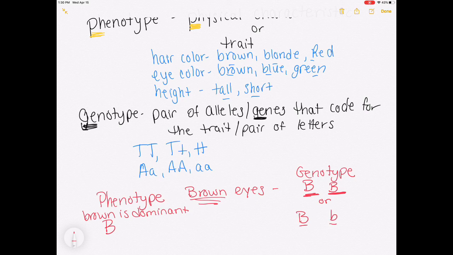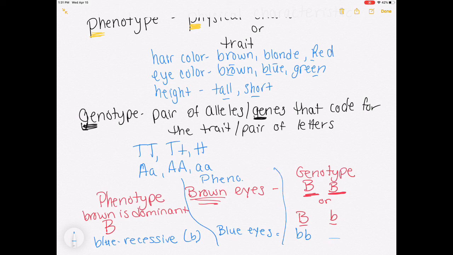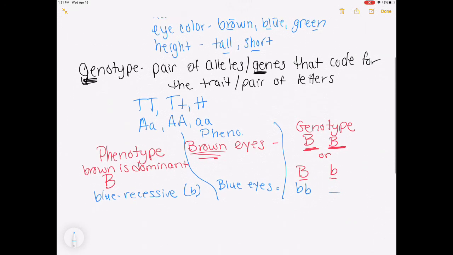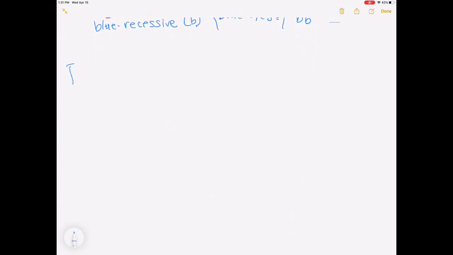Now, if brown is dominant, then blue has to be recessive. And for a recessive trait, we have to use a little letter. So what if I said the phenotype is blue eyes? You would then tell me the genotype is little b, little b. So this is phenotype in this column here, and this is the genotype column. Let's try another one. Remember, phenotype is the word. Genotype is the pair of letters.